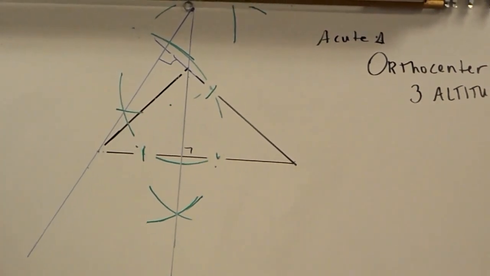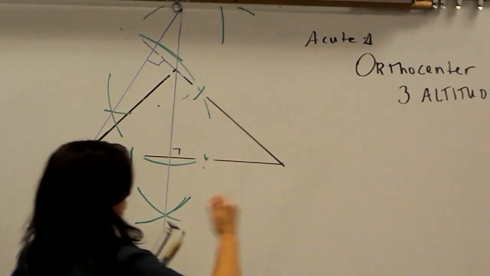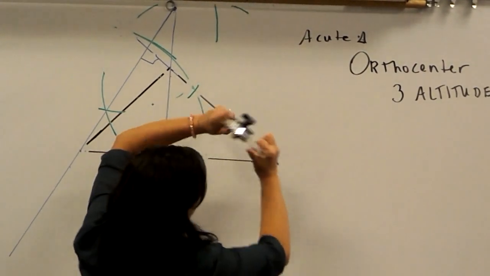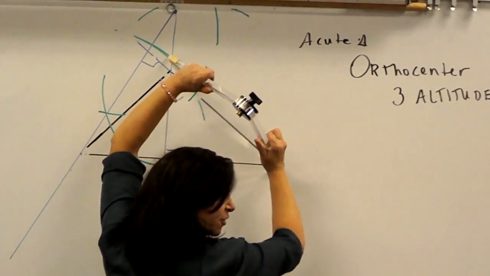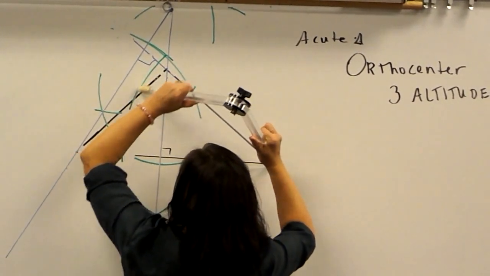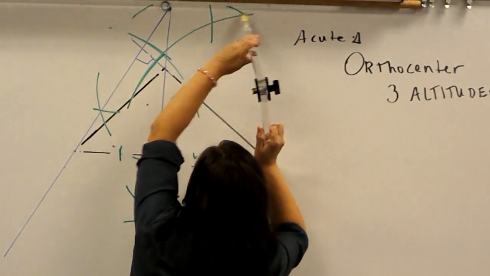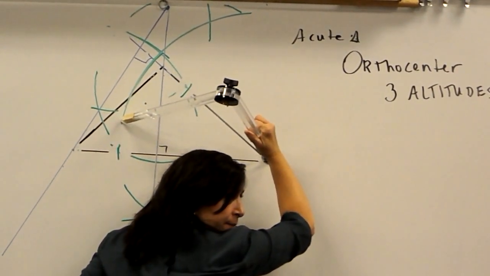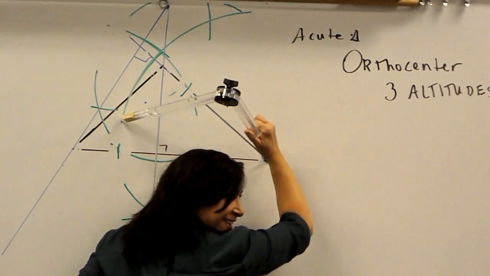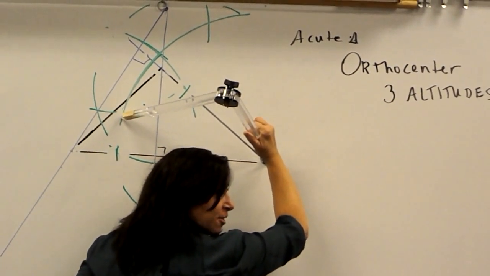Okay? So now we're going to draw the altitude from this vertex, which goes from here a little bit longer. Now look what happens, you guys. Look what happens when I make my arc. What happened? What happened? What am I missing?